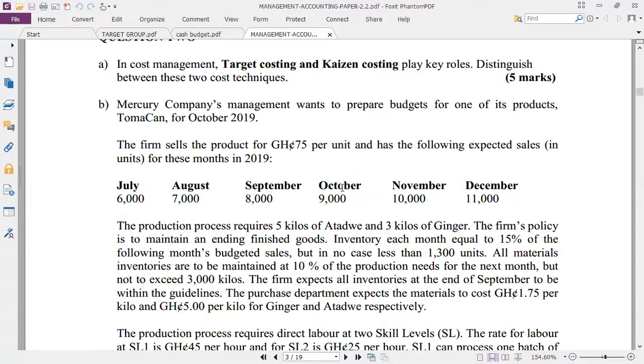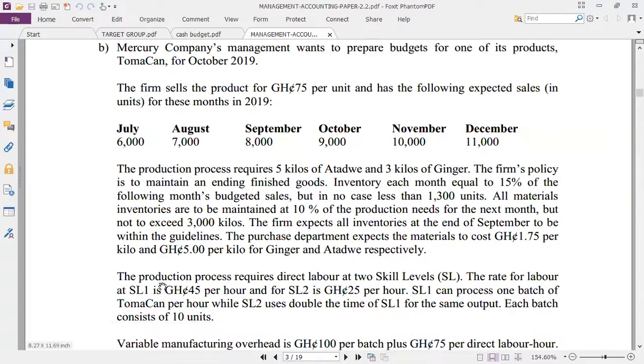It tells you that some of the closing and opening balances will be entering into the previous month and the next month. So no wonder they can tell you closing inventory should be 10% of the next month's, or 25% of the next month, or next 2 months, in that order. So that is why they're giving more than that.